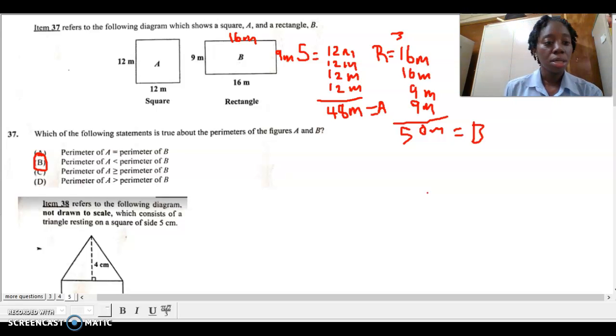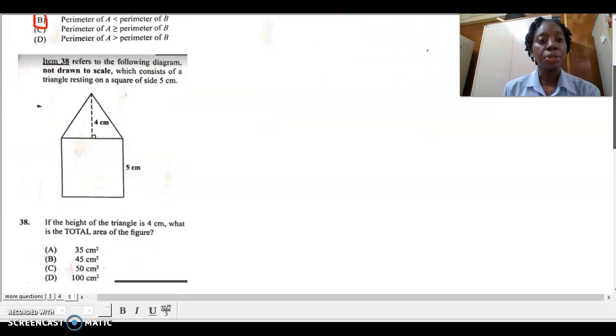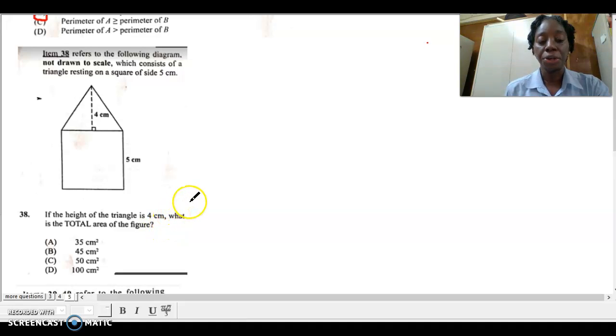Moving right along to item 38. Item 38 refers to the following diagram, which is not drawn to scale, but it consists of a triangle resting on a square of side 5 centimeters. So here's your square having a side of 5 centimeters. Your triangle has a height of 4 centimeters. So we'll be taking into consideration those measurements. Now, if the height of the triangle is 4 centimeters, what is the total area of the figure?